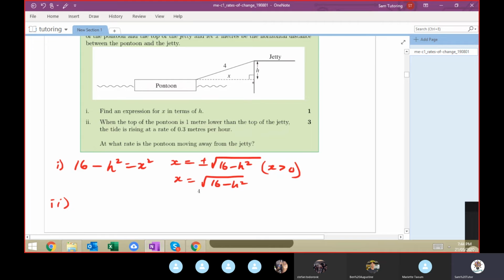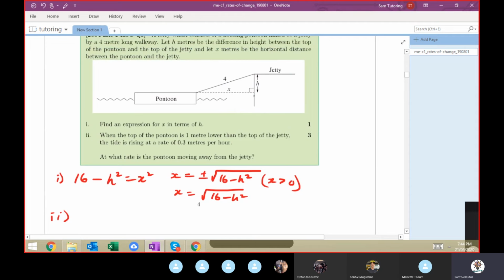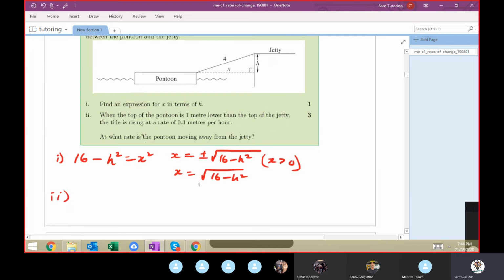So we want to find dx on dt. Okay, so the first thing you want to learn with rates of change is obviously the rate. What does rate mean? Rate means differentiate. So that's the first thing you want to learn. Right? Rate means derivative or differentiation. Why? Because I said it before, rates just means gradients. Gradients are derivatives. So when it says at what rate, it's talking about d on dt.